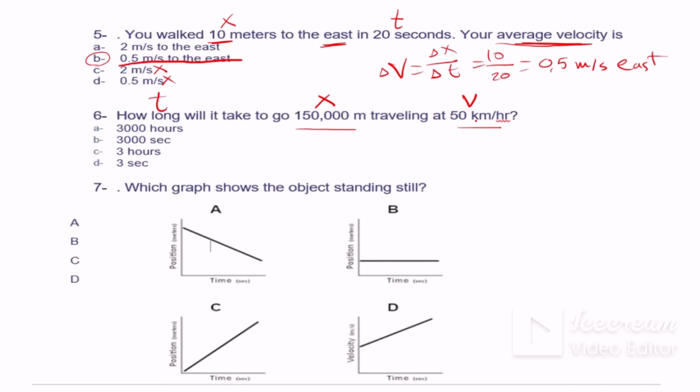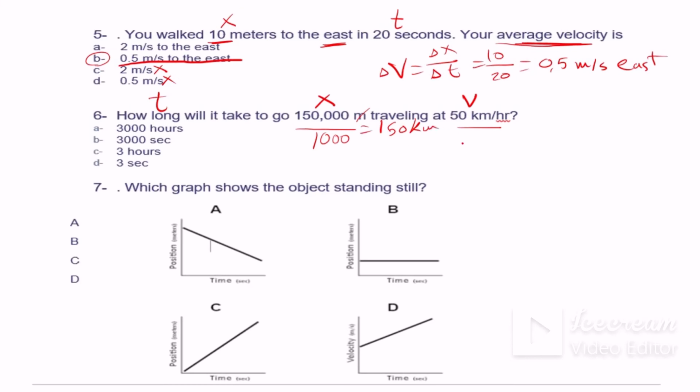Okay, now he asked about time, but here we have a problem. This one is in kilometers per hour, and this one is in meters. We have two ways to answer the question. Maybe we will convert this one from kilometer per hour to meter per second. But the other way, we can convert this one from meters to kilometers. It will be easier to make it kilometers, guys. To convert from meters to kilometers, we divide by 1000, which equals 150 kilometers.